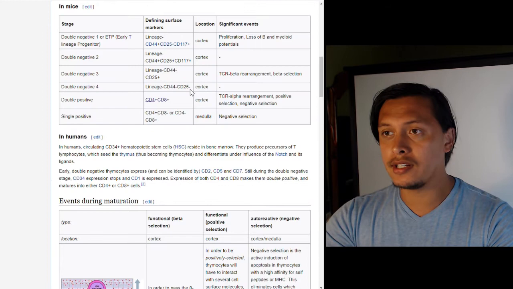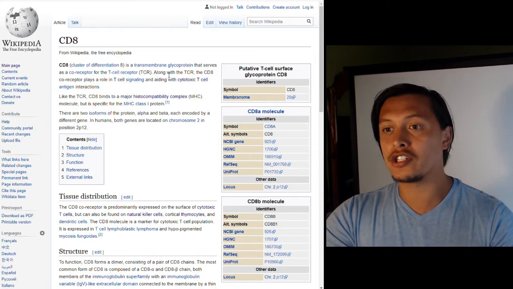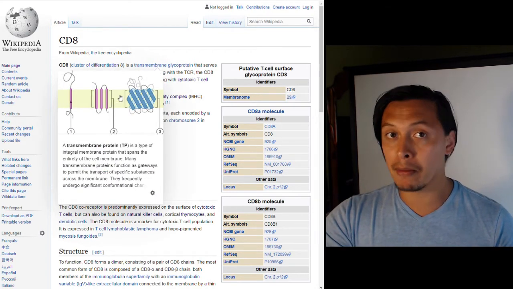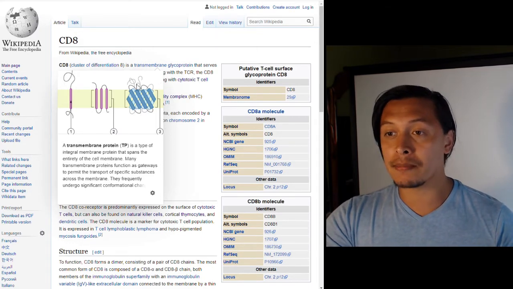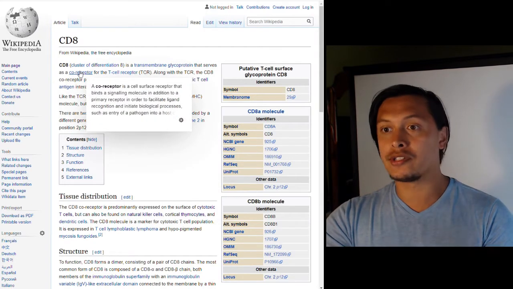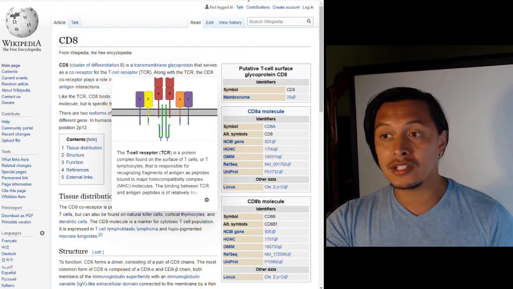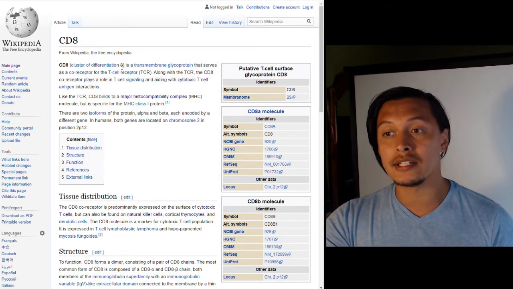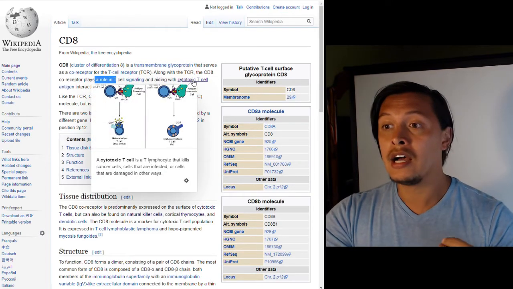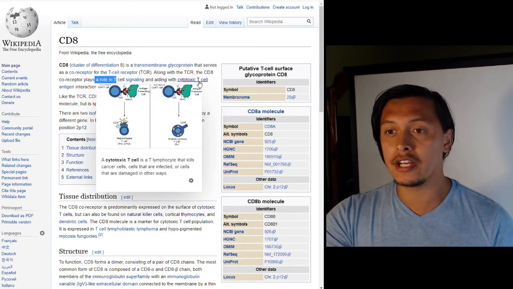There is also the CD8 molecule, cluster of differentiation 8. It is a transmembrane glycoprotein, so it also goes through the membrane of the cell, and it serves as a co-receptor of the T cell receptor. Both CD4 and CD8 are co-receptors that will interact with the T cell receptor, or TCR. Along with the TCR, the CD8 co-receptor plays a role in T cell signaling and aids with the cytotoxic T cell antigen interactions.